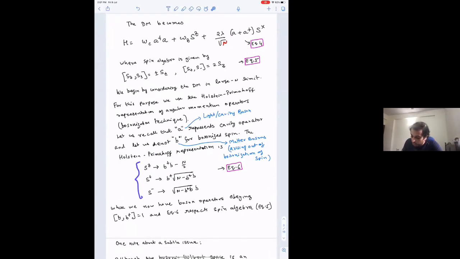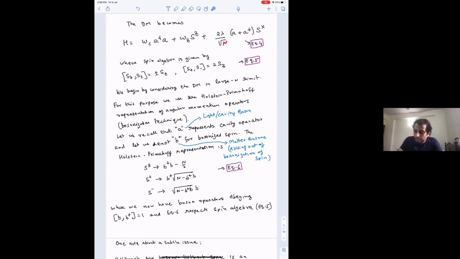You can see that if you use this transformation, it nicely respects the spin algebra, along with this thing. So you write it in terms of bosons which have bosonic commutation relations, and this equation respects this spin algebra. So you're trying to write the whole Hamiltonian in terms of A bosons and B bosons. And that is why I want to call A light or cavity bosons and B matter bosons, arising from bosonization of spin. So I think it's good if everyone is clear about these notations, because it may start getting confusing later. So I'm trying to emphasize this point.